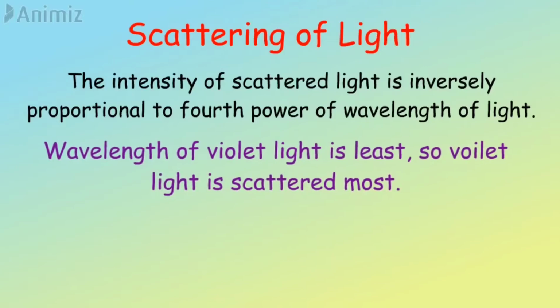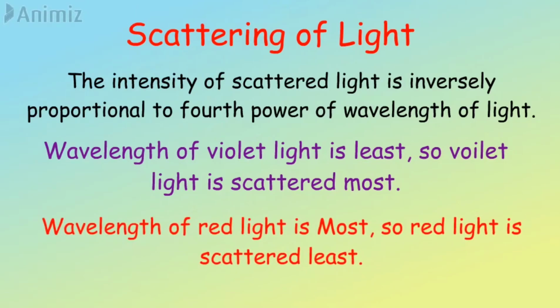So what does this indicate? The wavelength of violet light is the least, so violet light is scattered the most. In the same way, at the other end of the visible light, the red light side, the wavelength of red light is the most, so red light is scattered the least. You have to always keep this in mind. But violet, indigo, and blue scatter almost together. The resultant scattered light is always the blue one during the daytime.